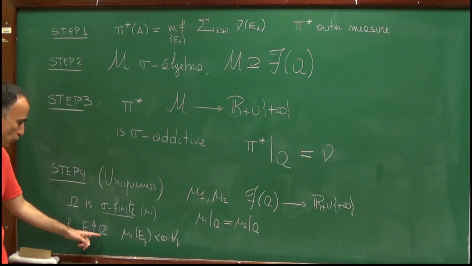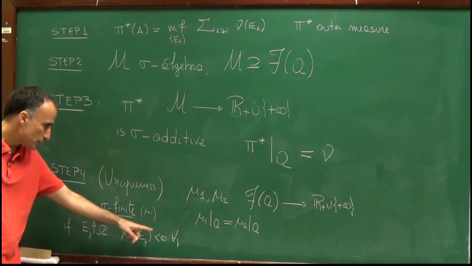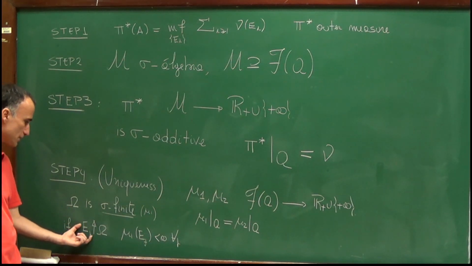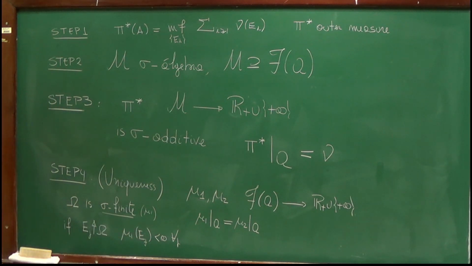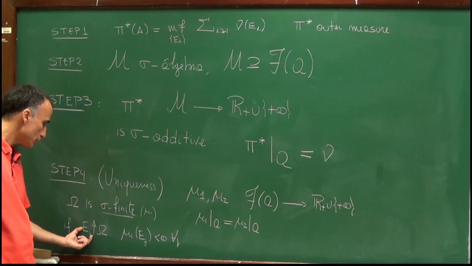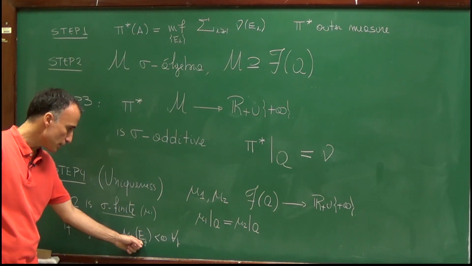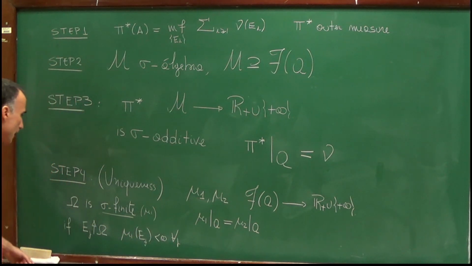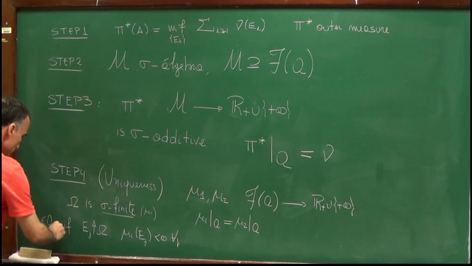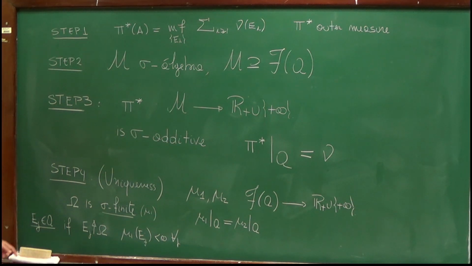So you see, mu1 of omega can be infinite, but what this assumption requires is that you can write omega as a union of sets which have finite measure. So you can decompose omega as a union of ej, and each set ej has finite mu1 measure. And these sets ej, we will require them to be in the algebra in this last step.